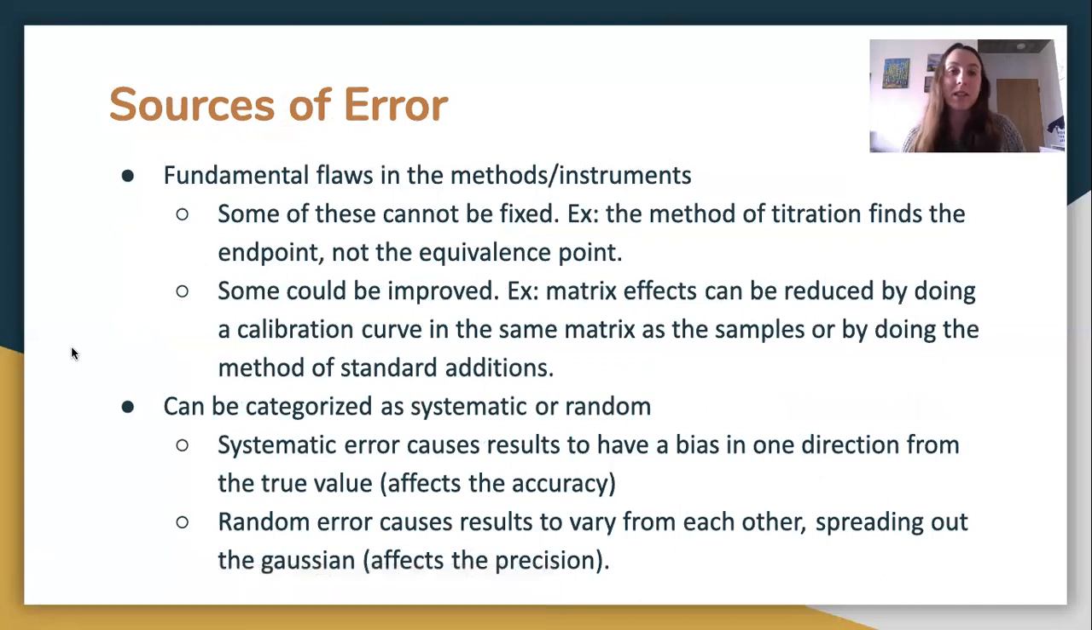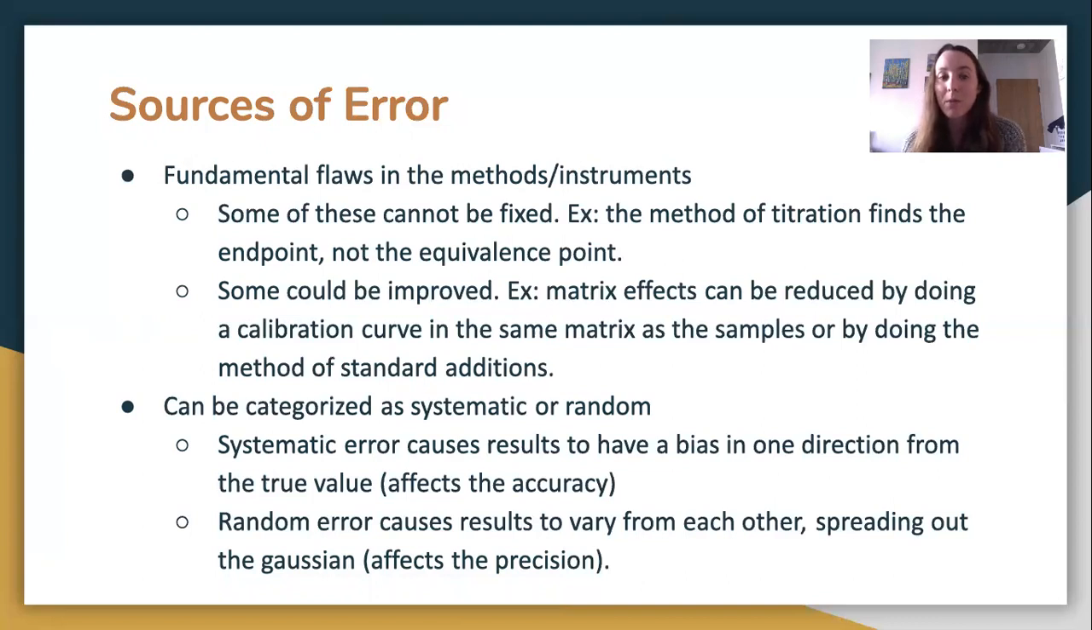Okay, you'll also want to discuss the sources of these errors in the experiments. What we're looking for here is fundamental flaws in the procedures, in the methods, in the instruments themselves, okay? Some examples. Some of them can't really be fixed. So if you're doing a titration, which is done a couple times in this course, one source of error is the fact that this method inherently, fundamentally is measuring the endpoint, not the equivalence point, but we make the assumption that the endpoint and the equivalence point are close enough. So that would be a source of error. Fundamental, can't avoid it.